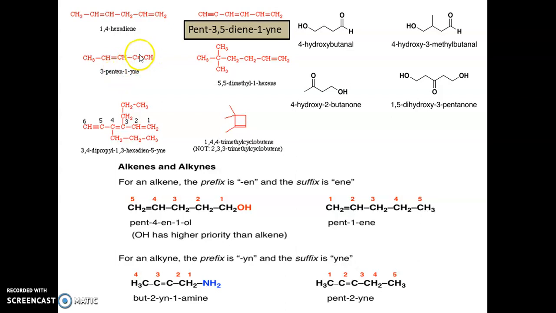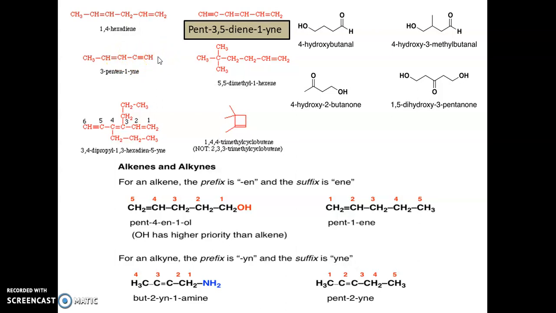Then what is the second priority group? What is the position? 1, 2, 3. 3 is the position of the ene. So pent-3-ene, and what is the position of the first priority group? 1. So 1-yne. Pent-3-en-1-yne. Or you can write it as 3-pentene-1-yne. Both are correct. You can write it as pent, then the second priority group 3-ene, because the double bond is at carbon number 3, 1, 2, 3, correct, and the alkyne has its position at carbon number 1. So pent-3-en-1-yne. Okay.